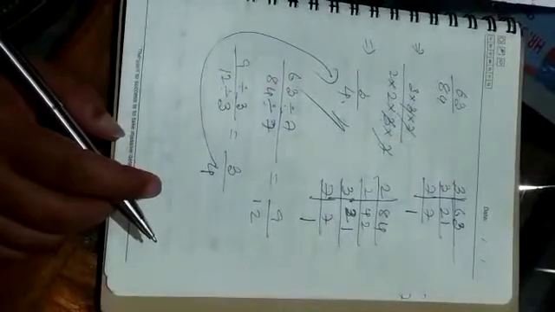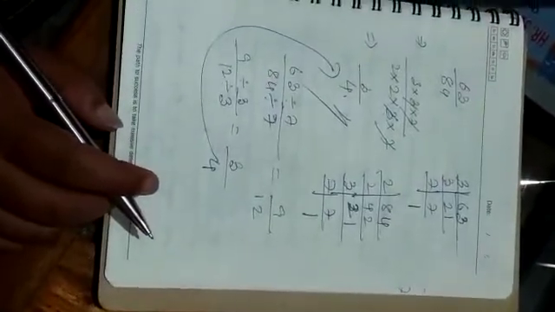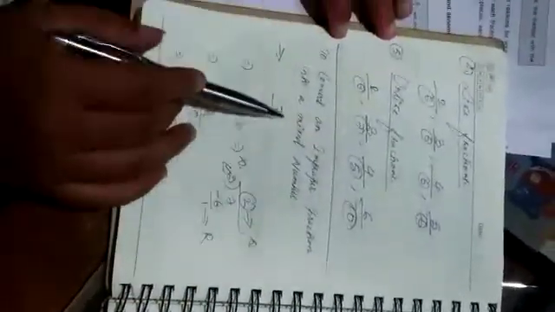So there are many styles. Whichever style you are comfortable with, you can do in that style only. So I hope you have understood how to reduce fractions to their lowest terms, and to convert an improper fraction into a mixed number.